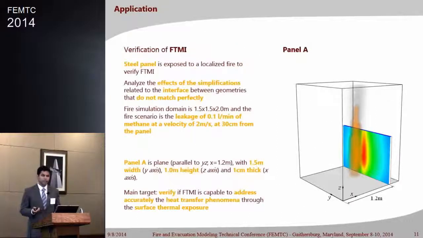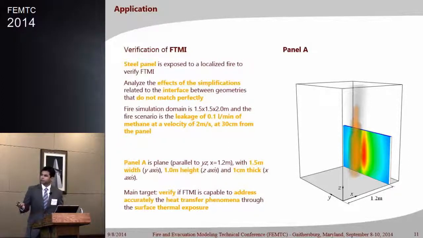I'll present two applications. The first one is intended to verify this interface. It's a simple steel panel that is exposed to a localized fire. We are trying to analyze the effects of the simplifications related to calculating this heat flux by adiabatic surface temperature and heat transfer coefficient, and if our mapping tool is working well. This fire simulation domain is 1.5 by 1.5 by 2 meters high. And this first scenario is a leakage of 0.1 liters per minute of methane at a velocity of 2 meters per second. This leakage is on the ground 30 centimeters from the panel.